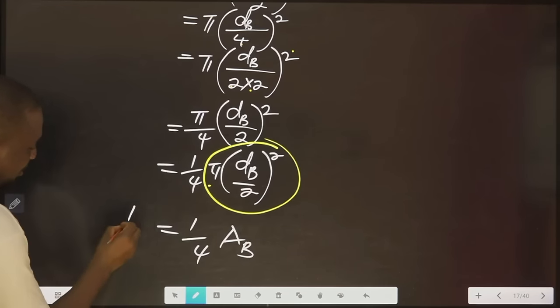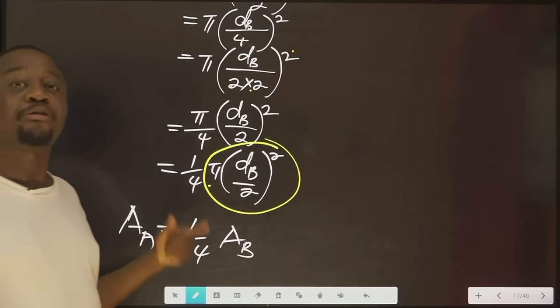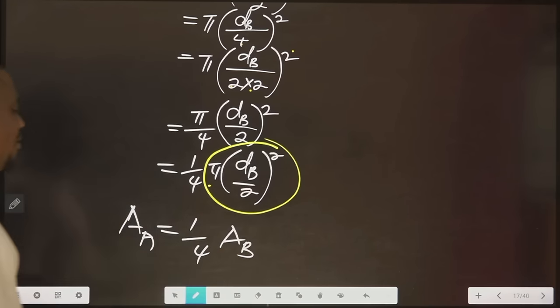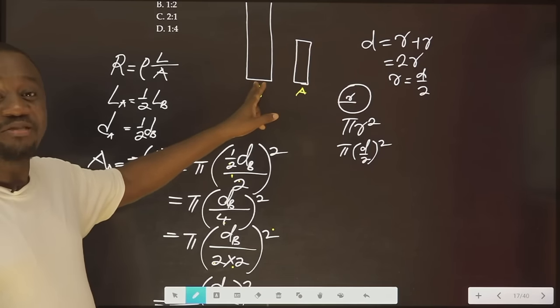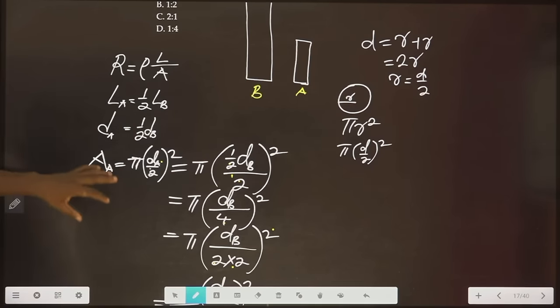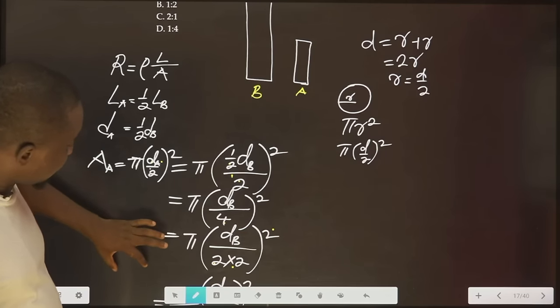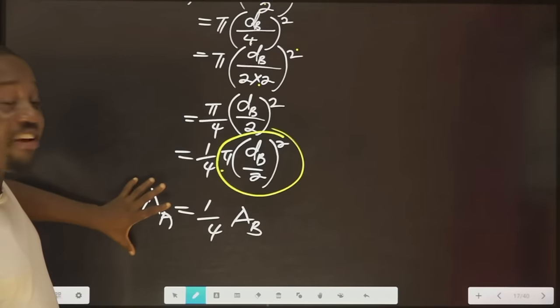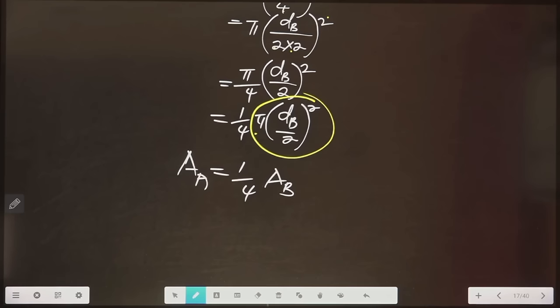That is now, the area of A is equal to 1/4 of the area of B. So to get the area of A, you have to divide the area of B by 4. That's what we are saying. So the next thing we are going to do, now that we know the area of A versus that of B, is to look for the resistance relationship.